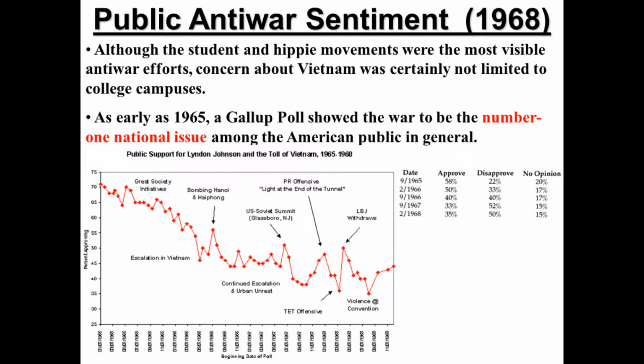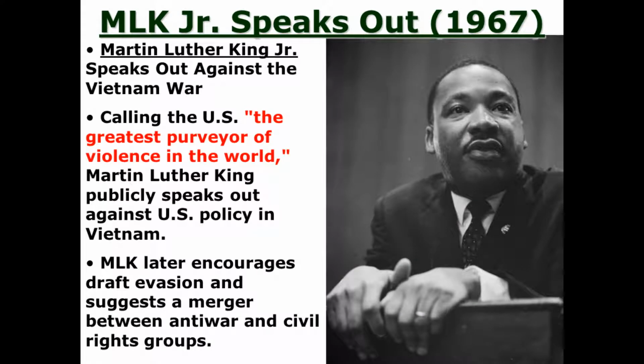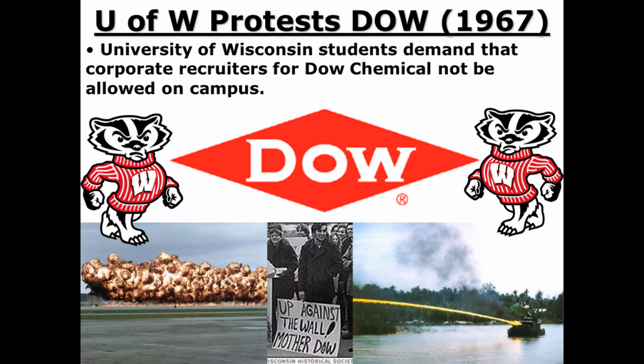Another big moment is in 1967, when Martin Luther King begins to speak out against the war. He makes it very clear that he sees the war as a connection between poverty and the class issue, and he tries to get the civil rights protesters and the anti-war protesters to join forces. In 1967, you also see protests at the University of Michigan over Dow Chemical. Students asked that Dow Chemical not be allowed on campus because they are one of the largest producers of napalm.